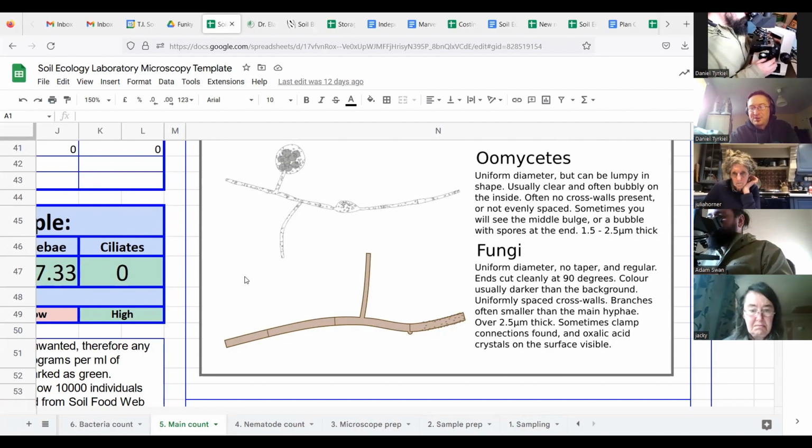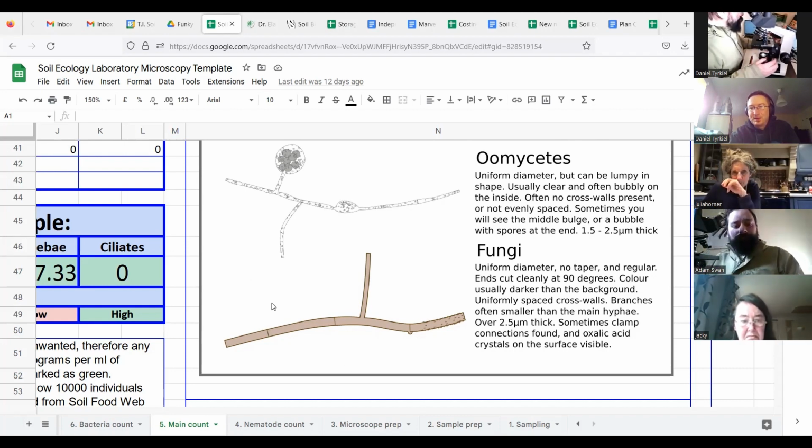So if a fungi has got color, if it's got thick hyphae, if it's got well-spaced or equally spaced septae, or the division between cell walls, it breaks cleanly with a 90-degree break. And sometimes it's got some added signals, like these little dots looking like a man's stubble, which is basically oxalate crystals, or oxalic acid crystals.